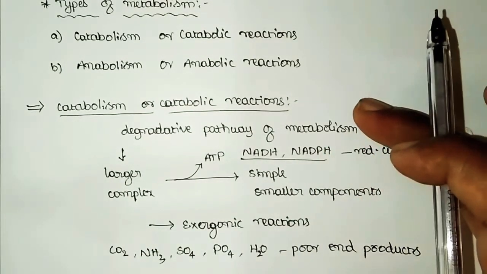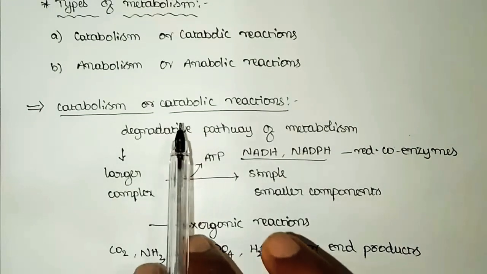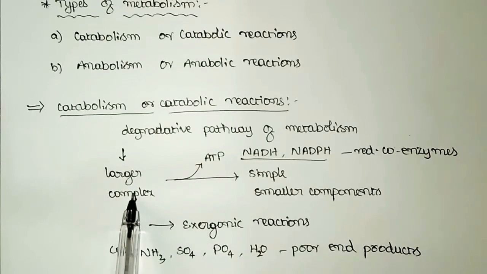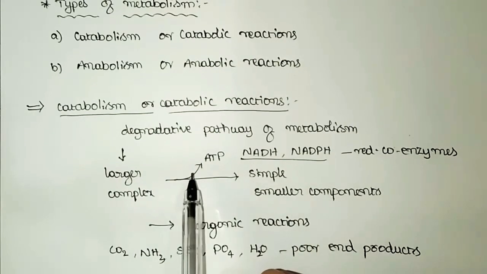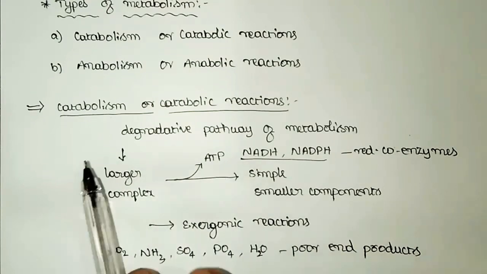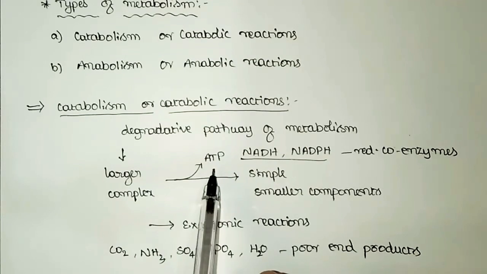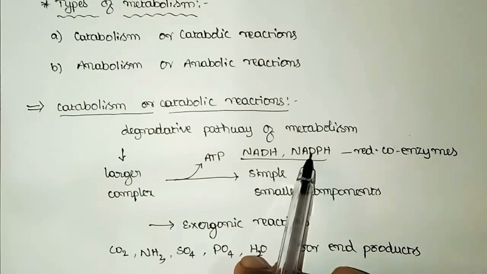So if you want to conclude regarding catabolism, catabolism is a degradative pathway of metabolism wherein the larger or complex nutrient molecule will get broken down to give simpler or smaller components, and during the catabolic reactions a large amount of energy will be released, and a part of that energy will be utilized to produce energy-rich compounds such as ATP or the reduced coenzymes NADH and NADPH.